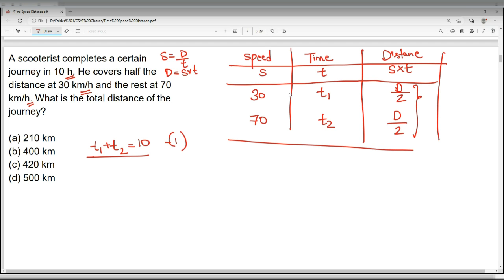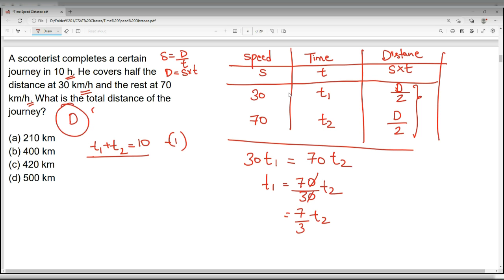And what they're saying is this distance also is the same. So 30 T1 is equal to 70 T2. So T1 is equal to 70 by 30 T2. This is 7 by 3 T2. What we have to find out is D. Always remember this, not D by 2. We have to find out D.